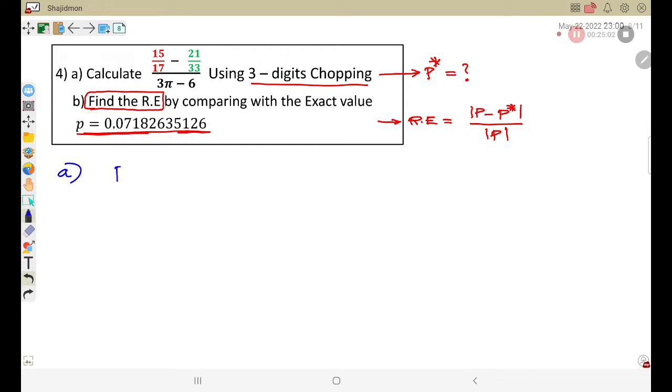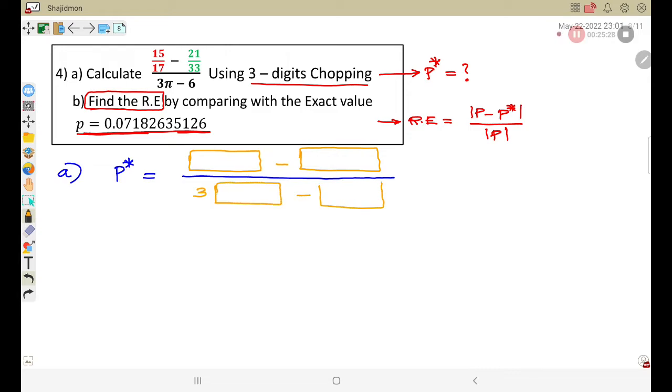P star value. P star equals. As I told you in the last questions, we need to do all the calculations separately. First, 15 over 17, 3 digits chopping, minus 21 over 33, 3 digits chopping, divided by 3 multiplied by the pi value, 3 digits chopping, minus 6. Okay, so we will do it one by one.